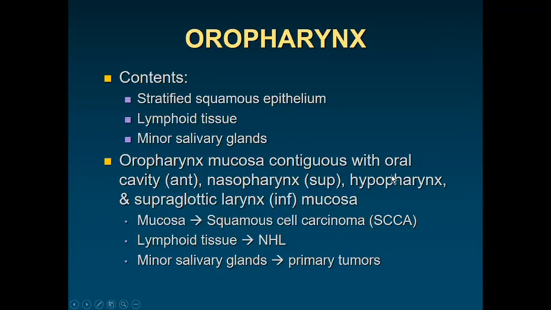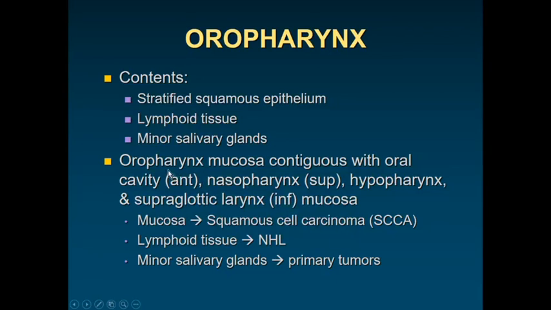What are the contents of the oropharynx? Well, this is really going to predict some of the diseases that happen here. So we know that we have primarily stratified squamous epithelium, we've got lymphoid tissue, and minor salivary glands, and this is going to help predict what kind of tumors arise here. So based on this, the mucosa is primarily going to give rise to the most common tumor, squamous cell carcinoma, lymphoid tissue gives rise to lymphomas, and the minor salivary glands give rise to a whole host of primary tumors.